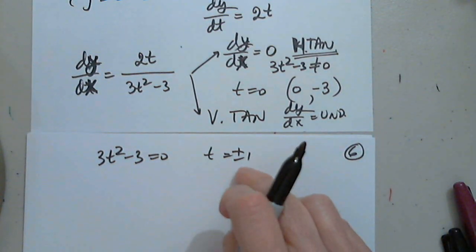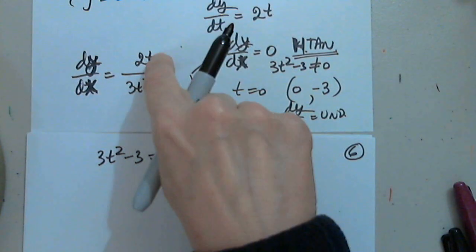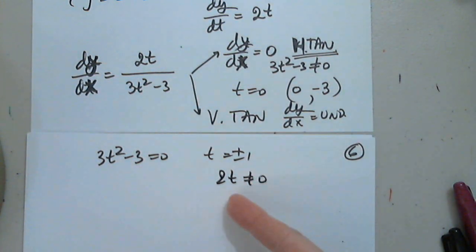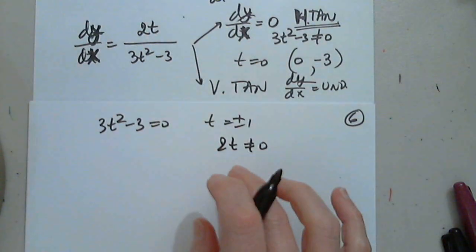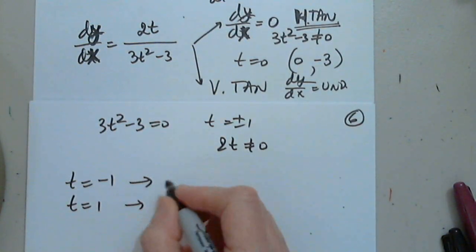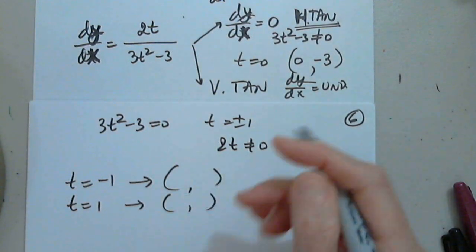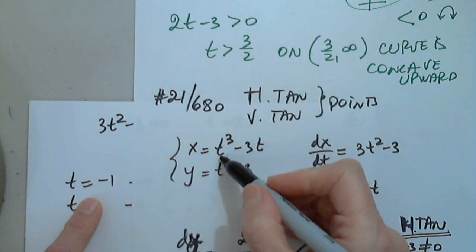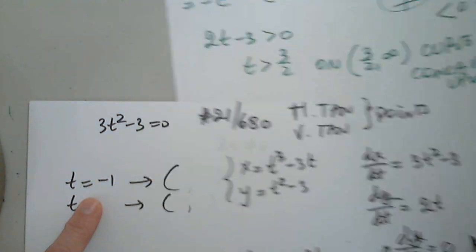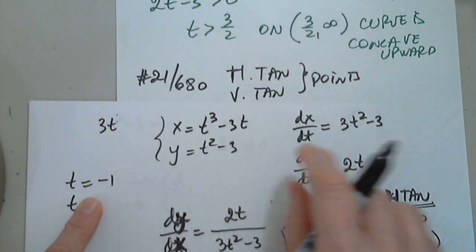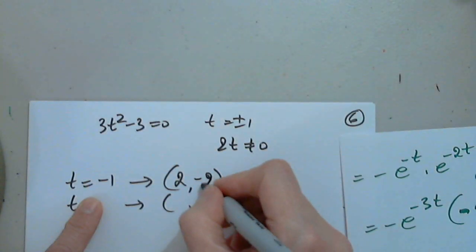So now I have to make sure that the numerator is not 0 at this point. So 2t is not 0 when t is 1 or t is negative 1. So we are safe. So now I have to find the points. So when t is negative 1 and when t is 1. So let's see what point we will determine. For t equals negative 1, x is negative 1 plus 3, so that is 2. When t is negative 1, y is 1 minus 3, which is negative 2.